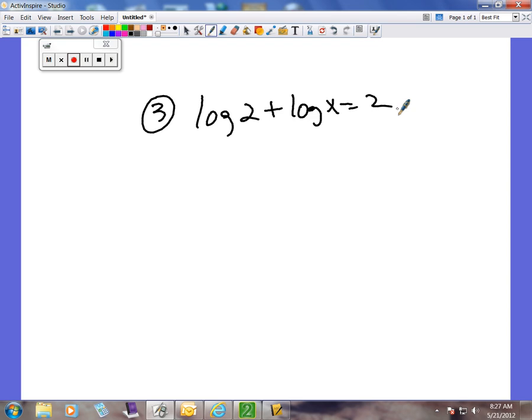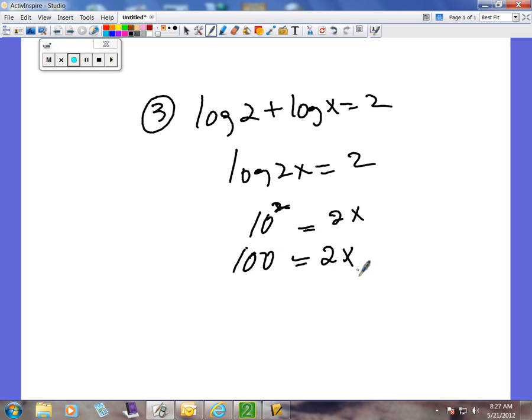How many are finished already? All right, I'm not going to do it yet. I want an answer first. What'd you get for an answer? Let's see what you got. Thank you. How many got 50? Okay. This is log 2x equals 2. So now we have 10 squared, not 10 to the first, don't we? 10 squared equals 2x. 10 squared is 100, right? Yes? Then you divide by 2 and you get 50.